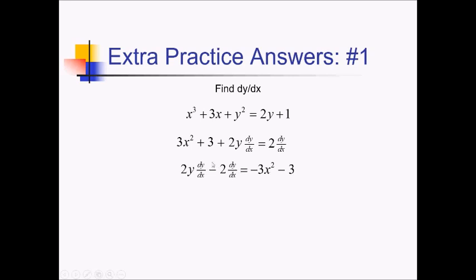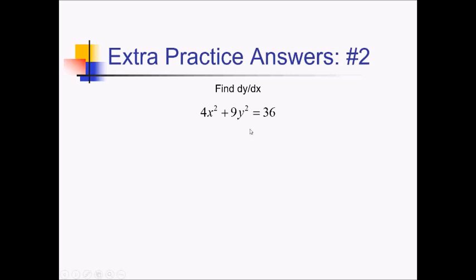Next, let's factor out that dy over dx. That leaves us with 2y minus 2 inside. And then I'll just divide both sides by that parentheses. So we have negative 3x squared minus 3 over 2y minus 2 equals dy over dx.